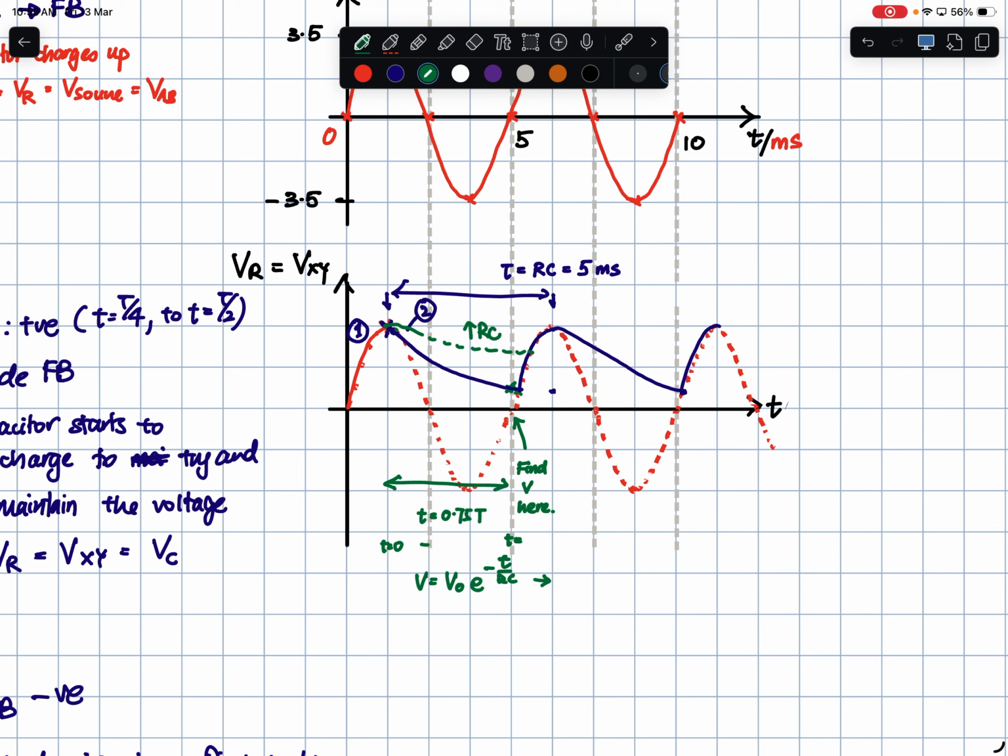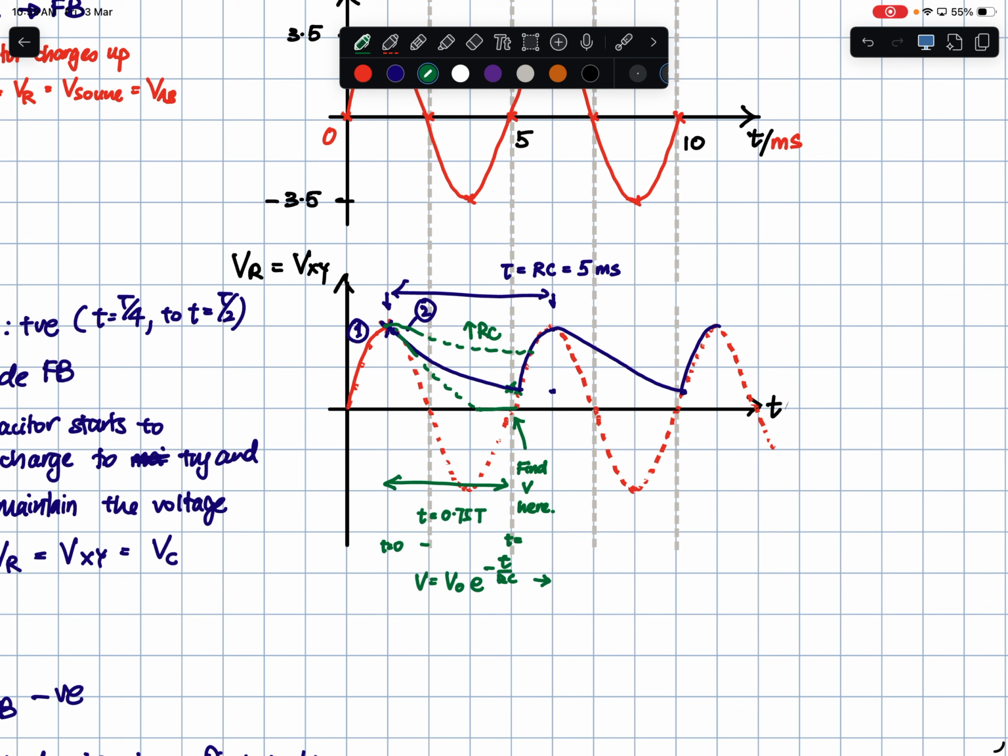Student 6A was asking me this. What happens if you go like this? Go like this, die already. Then you have to wait all the way until here before it charges up again. Correct. This is when you decrease the RC value.